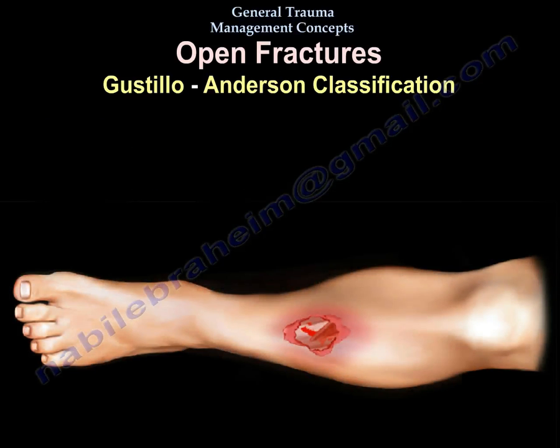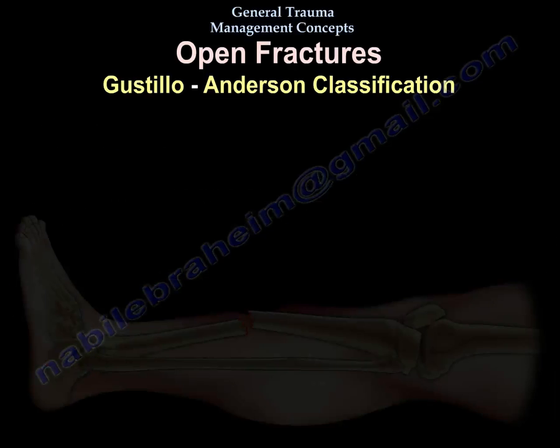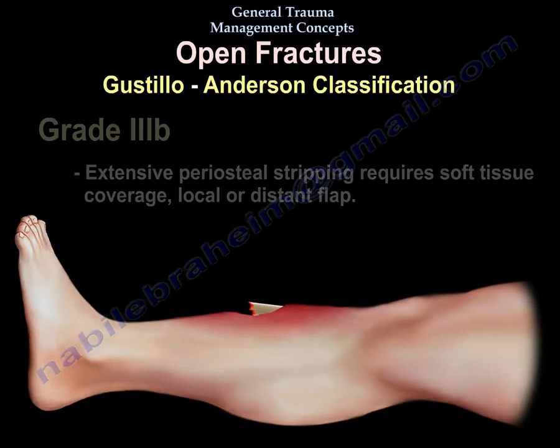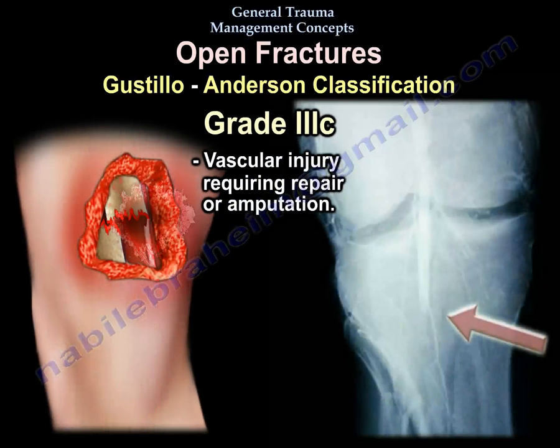Grade 3A, there is adequate tissue for closure or coverage. 3B, extensive periosteal stripping requires soft tissue coverage, a local or distant flap. Grade 3C, vascular injury requiring repair or amputation.